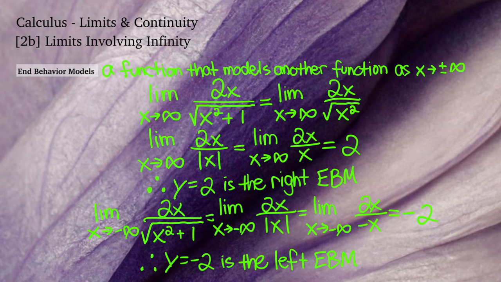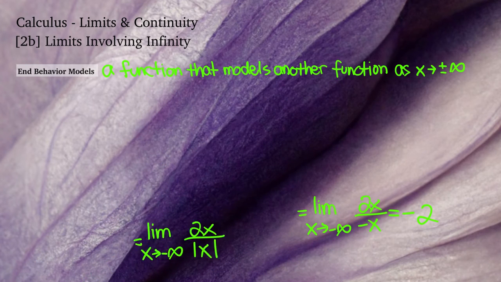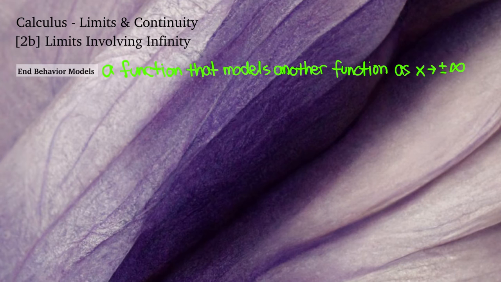This means that when x is a very negative number, the function 2x divided by the square root of x squared plus 1 acts like y equals negative 2. I encourage you to graph the function to verify that these models make sense.